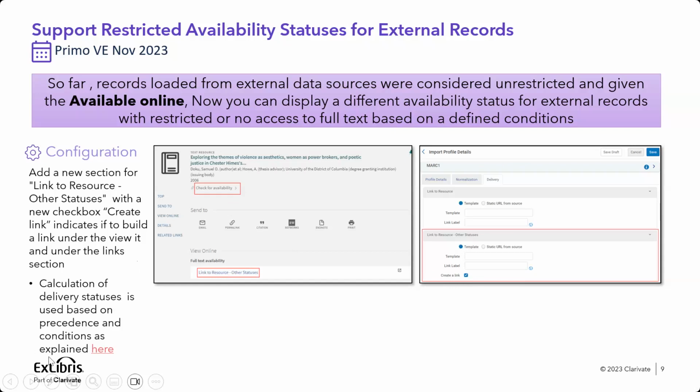I put here a link to the article that explains more about what the delivery statuses are that are available, and the table details how we are calculating the availability status that will eventually be delivered. So we believe that now you have more options to define different availability statuses and also define the conditions for those.